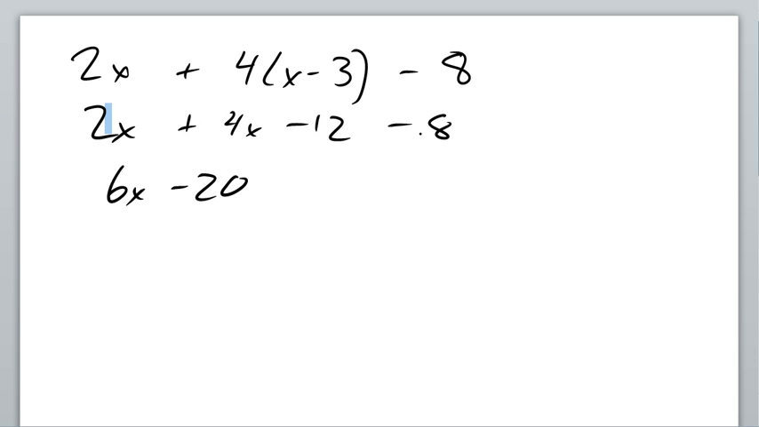Now, a couple things to keep in mind here. The coefficient here is 2, the number out in front. Here my coefficient is 4. Here my coefficient is 6. So those are some of the things you're going to work on here.